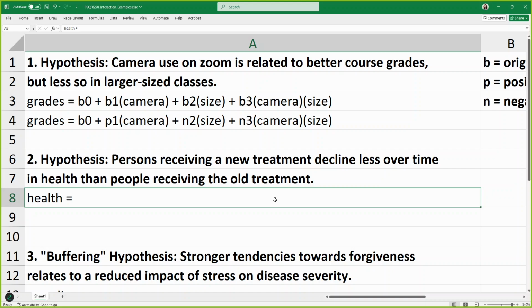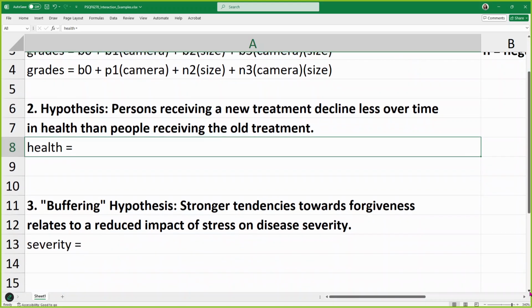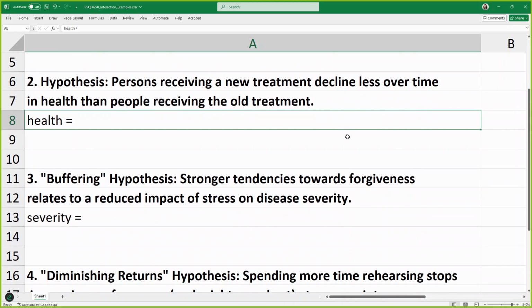Okay, want to do another one? So this hypothesis is that persons who are receiving a new treatment relative to an old one, so let's think like control versus treatment, decline less over time in health than people receiving the old one.